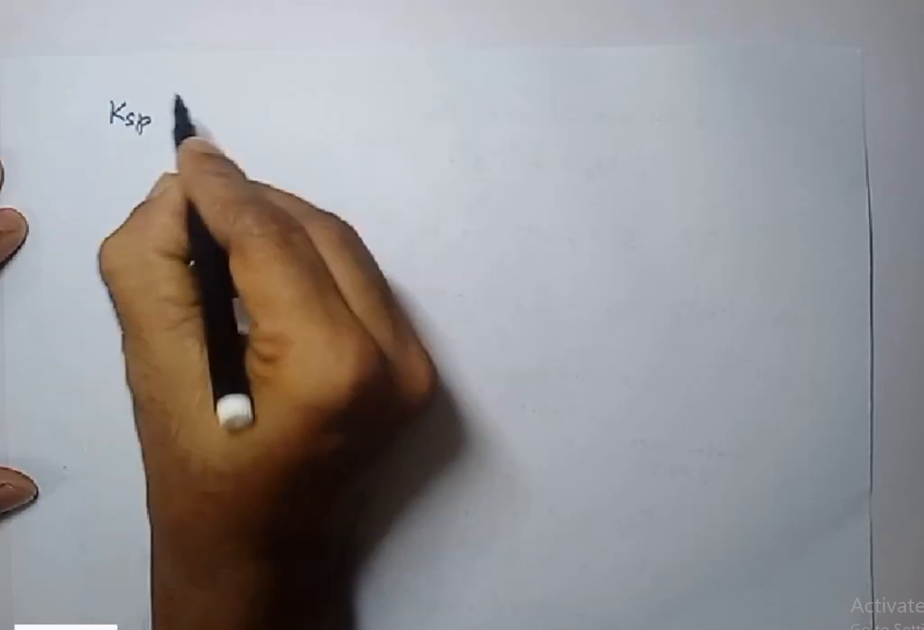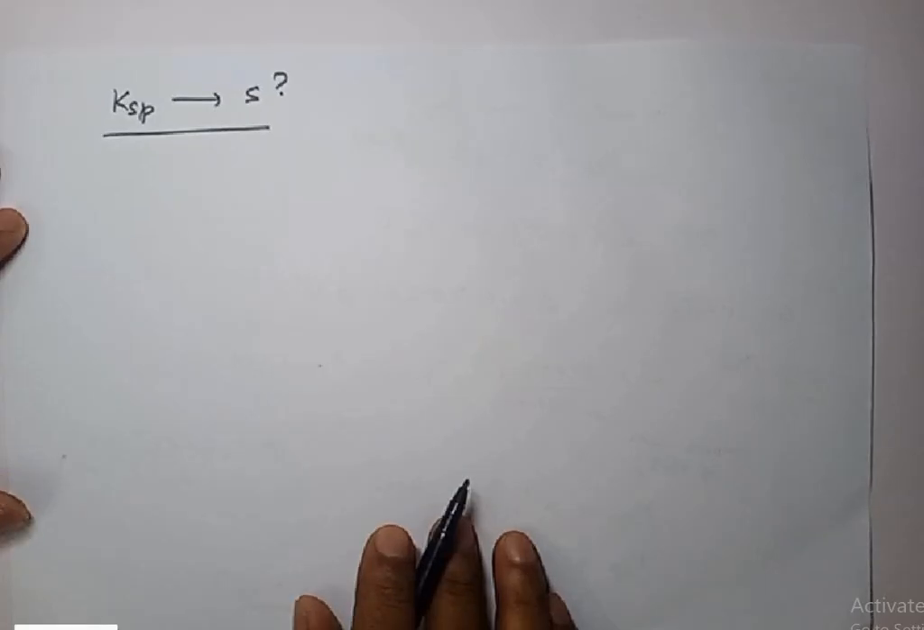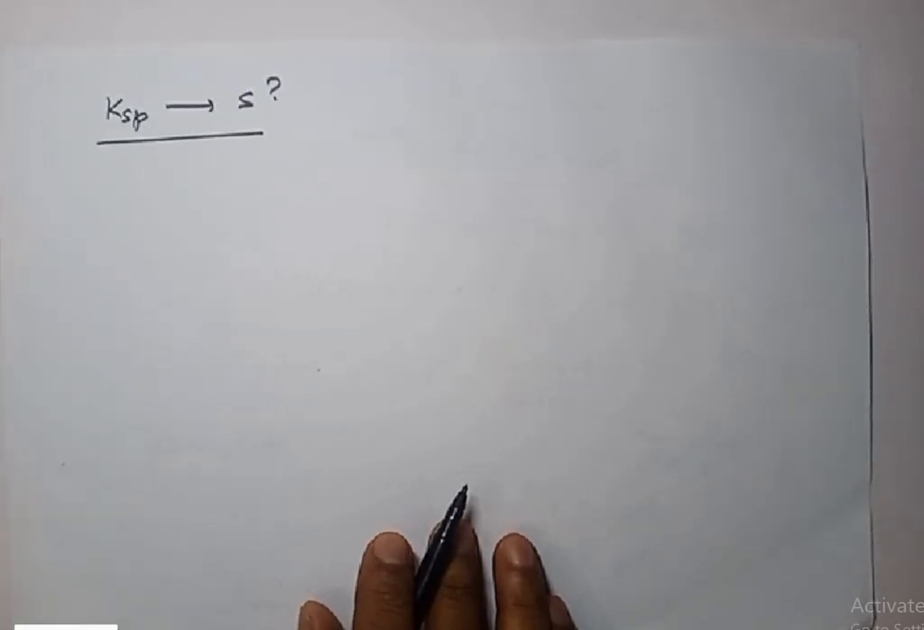Now, in the previous problem, solubility was given in gram per liter. So to calculate Ksp, first convert solubility in gram per liter into mole per liter. Then we find the solubility product constant. Now, if the solubility product constant is given, how to find the solubility? Let me take a simple problem here.